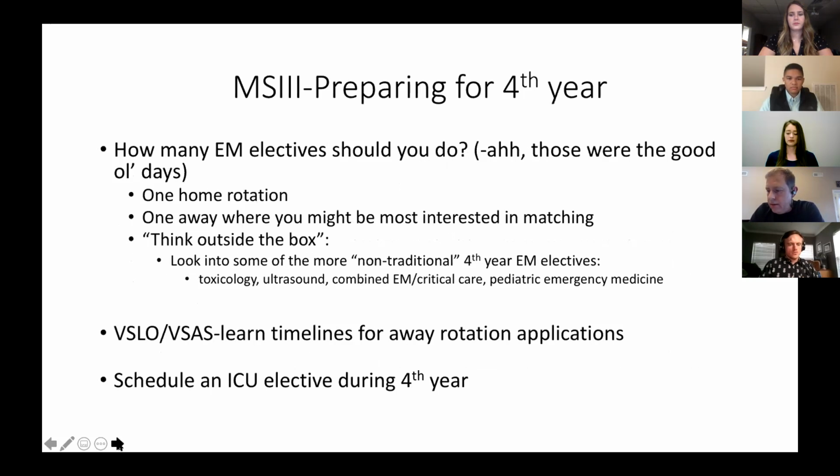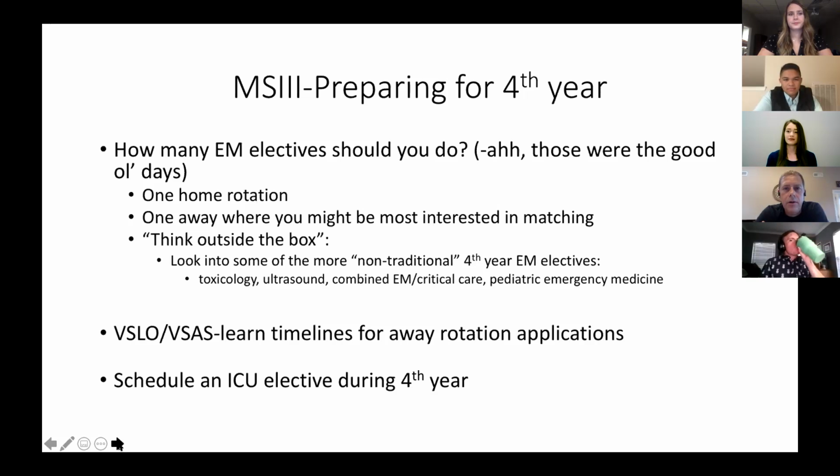All right. So this was obviously much easier pre-COVID. I remember the good old days, and maybe the fourth years remember them too. They used to say, do your one home rotation, and do at least one away rotation. Now those days are sort of behind us. I'm sure at some point we'll get back to those days where this will be true.